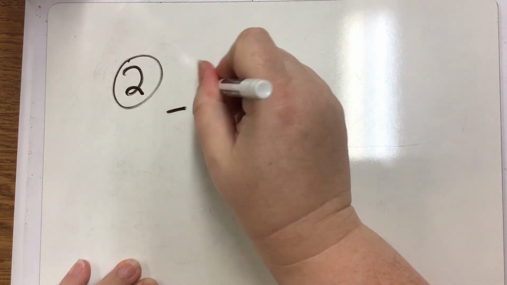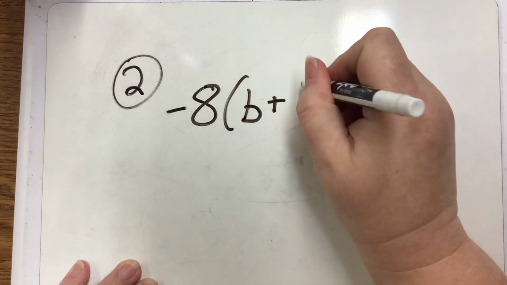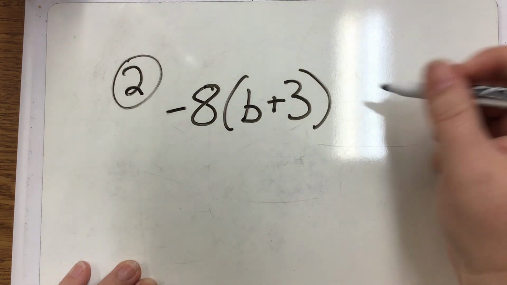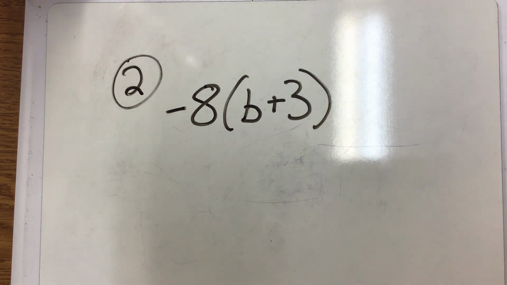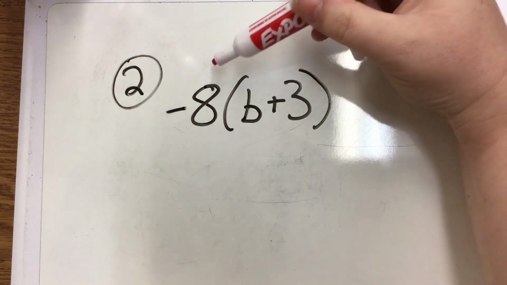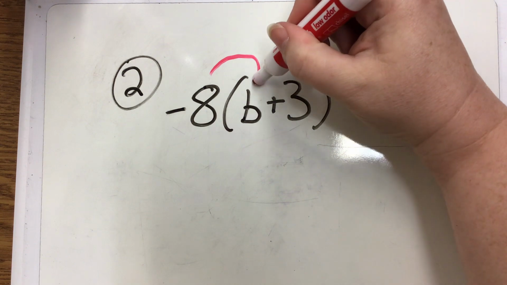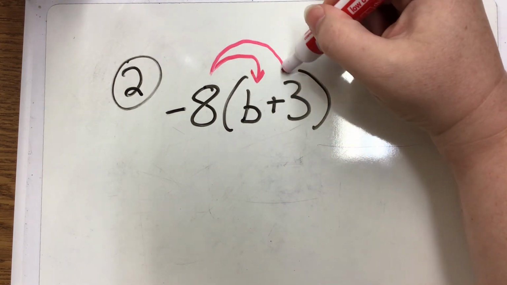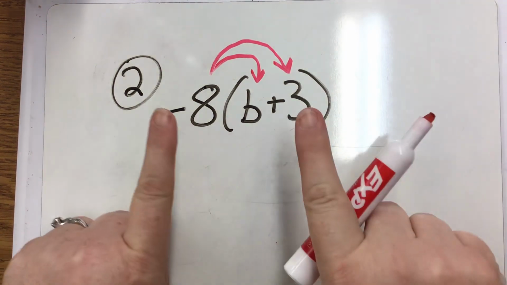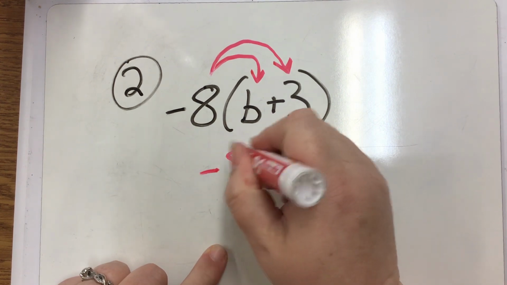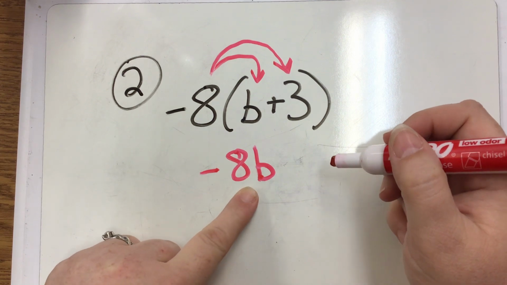Okay, so we have negative 8 times b plus 3. Notice that I say times because whenever I have a number right next to the parentheses, it means times. Always. Okay, so I'm going to distribute the negative 8 to everything inside. So negative 8 times b, negative 8 times 3. Negative 8 times b, let's just take those two and smash them together: negative 8b. Remember, you can only do that when you're multiplying because this means multiply.